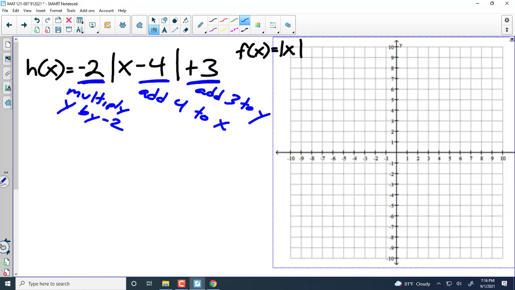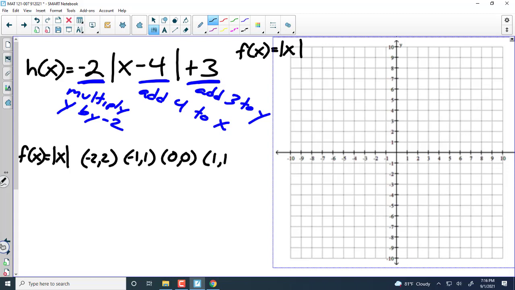All right. Now what we do is we write down several ordered pairs that appear on our original function. It is best to do them from left to right and to kind of know which ordered pairs you're working with. So, let's see if I can squeeze these in here. (-2, 2), (-1, 1), (0, 0), (1, 1), (2, 2).